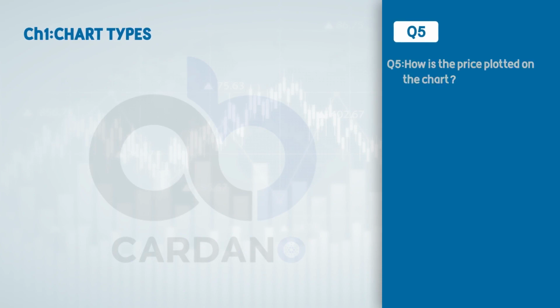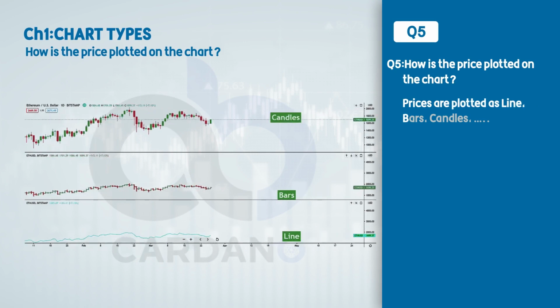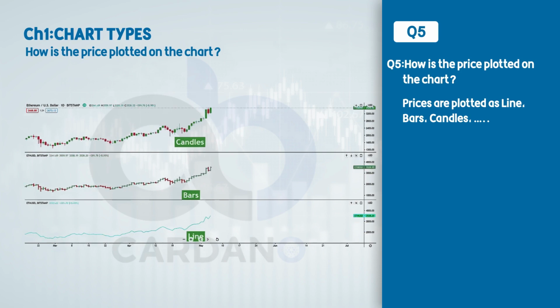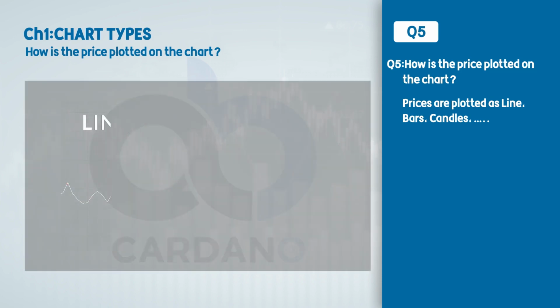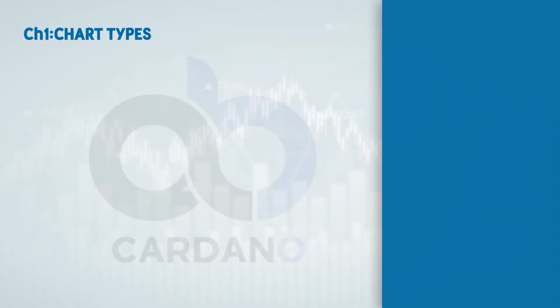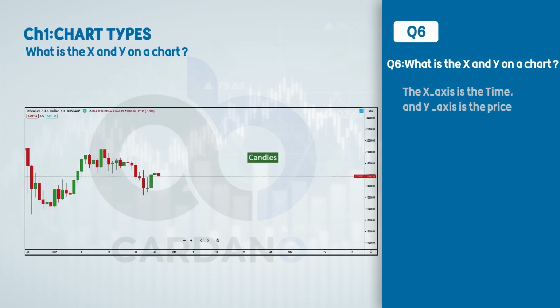Question number 5. How is the price plotted on a chart? Prices are plotted as lines, bars, candles, etc. Question number 6. What is the X and Y on a chart? The answer is, the X-axis is the time and the Y-axis is the price.